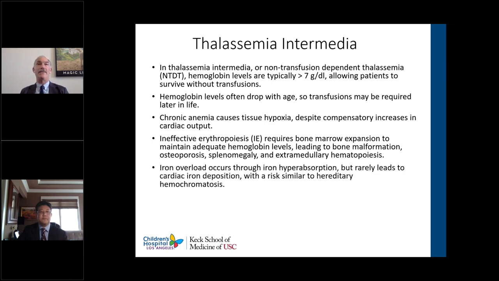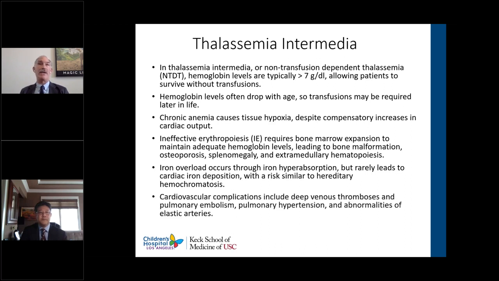In addition, the activity of these red cell precursors leads to suppression of the iron counterregulatory hormone hepcidin. And this causes constitutive iron absorption from the diet, producing a condition that is completely analogous to hereditary hemochromatosis that ultimately will lead to not only liver iron deposition, but also cardiac iron deposition, usually in the 30s or 40s.